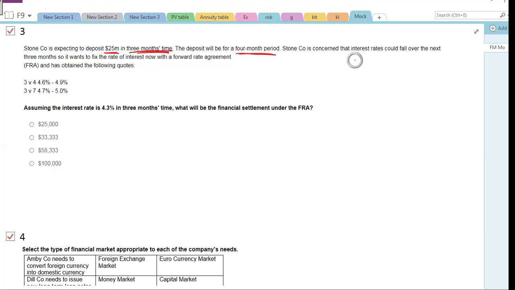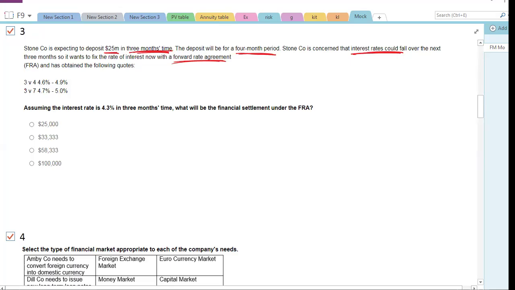Okay, StoneCo is concerned that the interest rate could fall. So this is basically our risk over the next 3 months. It wants to fix the rate of interest now. So it's for hedging, and the forward rate agreement will be done. Okay, FRA has been obtained and the following quotes are available. Okay, now you see there are 2 FRAs available, right? So which one is yours? You have to choose that.